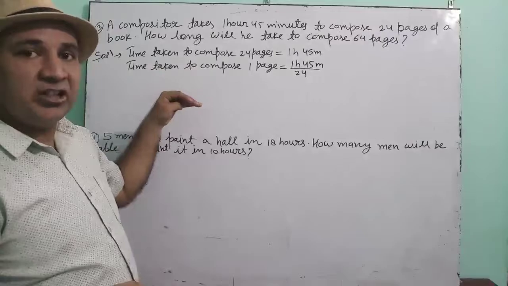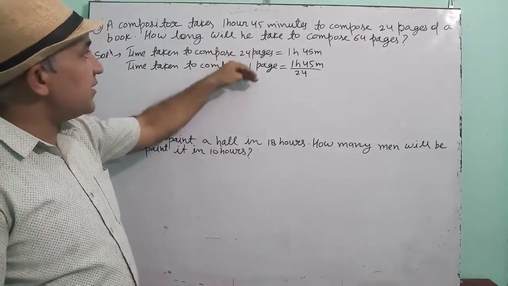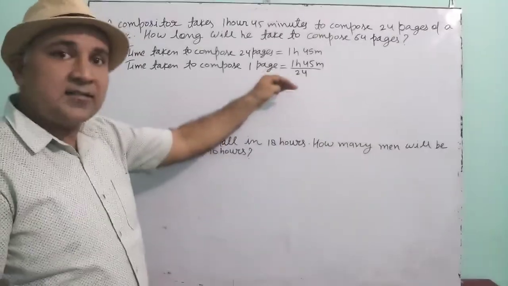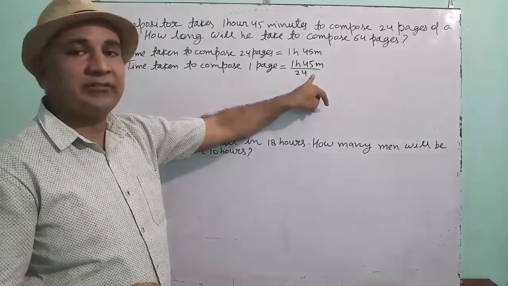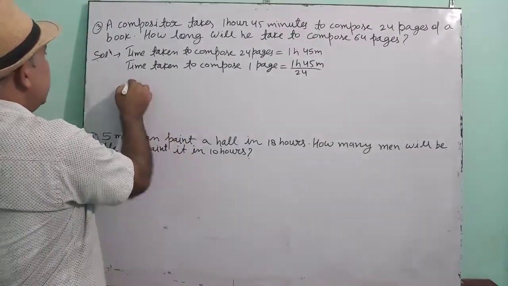Okay, this is the direct relation. One quantity is decreasing, then second will also decrease. And if decreasing, then we will divide it. Okay, now see here.